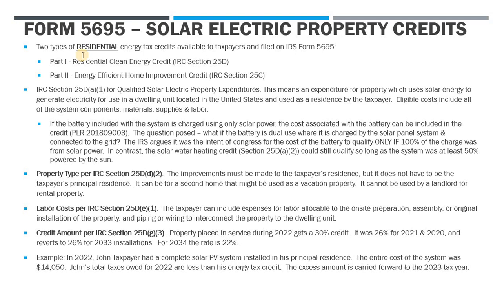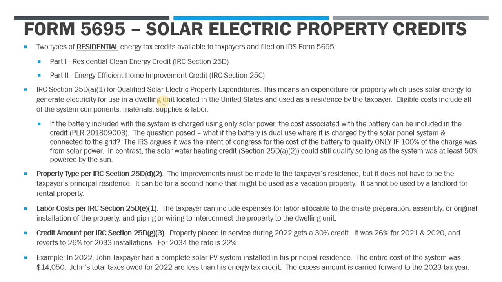So there's really two types of residential energy credits when we're working through this form. Part one of the form covers the residential clean energy credit, and then part two is energy efficient home improvements. So what we're working with here is the residential clean energy credit in Section 25D. That's the section of the Internal Revenue Code. And specifically, we're looking at 25D(a)(1). And these are qualified solar electric property expenditures.